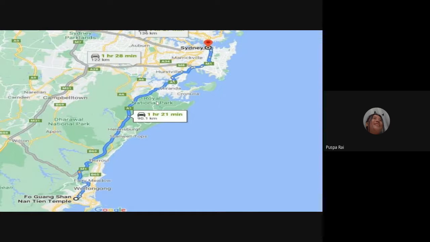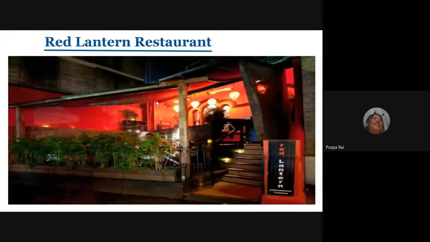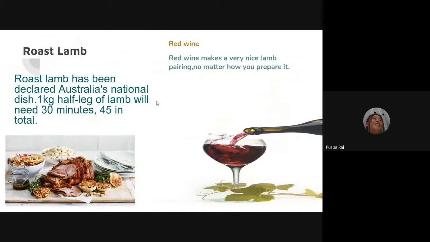After visiting Nan Tien Temple, we felt so hungry, so we decided to have our dinner at a Red Lantern restaurant. From Nan Tien Temple, it takes 1 hour 21 minutes to reach the restaurant. Next slide. After reaching there, we decided to have roast lamb and red wine for dinner. Roast lamb has been declared the Australian national dish.